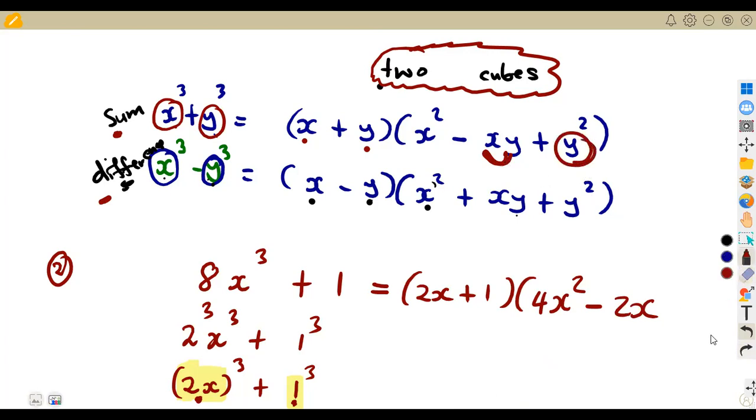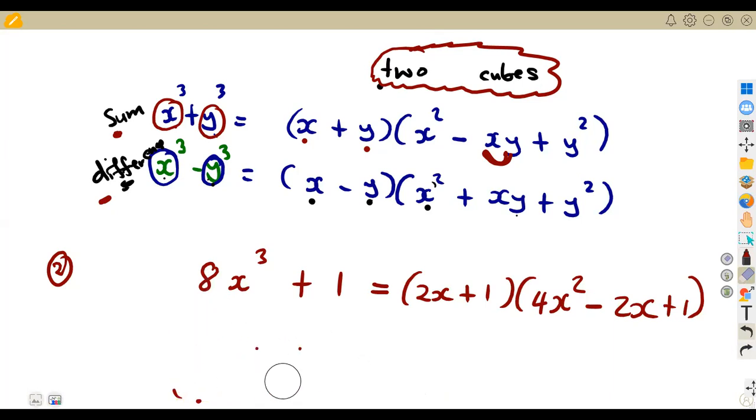Plus y squared. Y represents the last, so it's the last squared. The last here is 1, and 1 squared is equal to 1. So that will be a plus 1. So we are done. We have fully factorized this. This cannot be simplified any further.